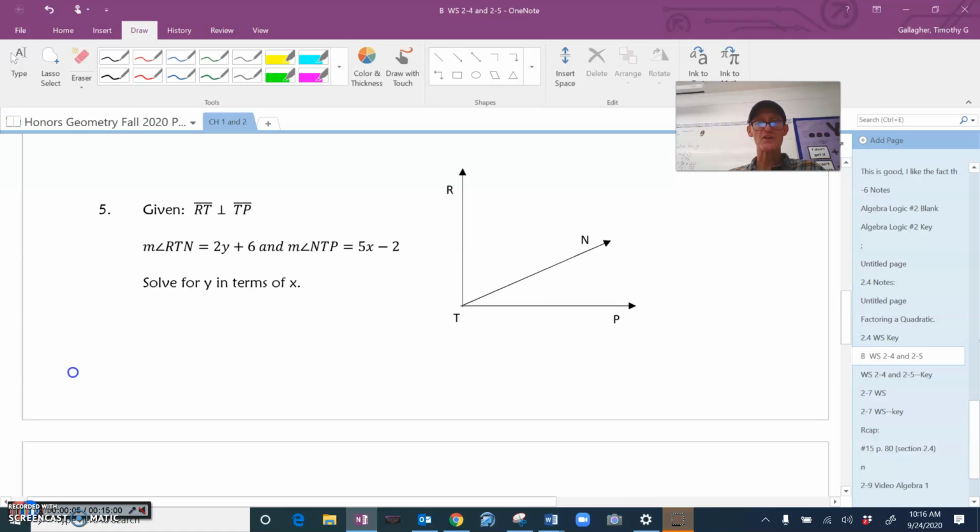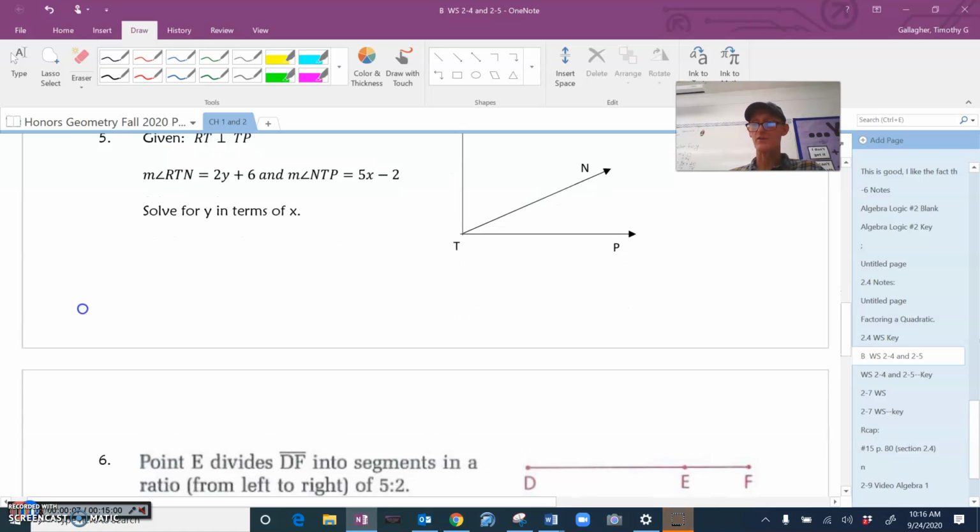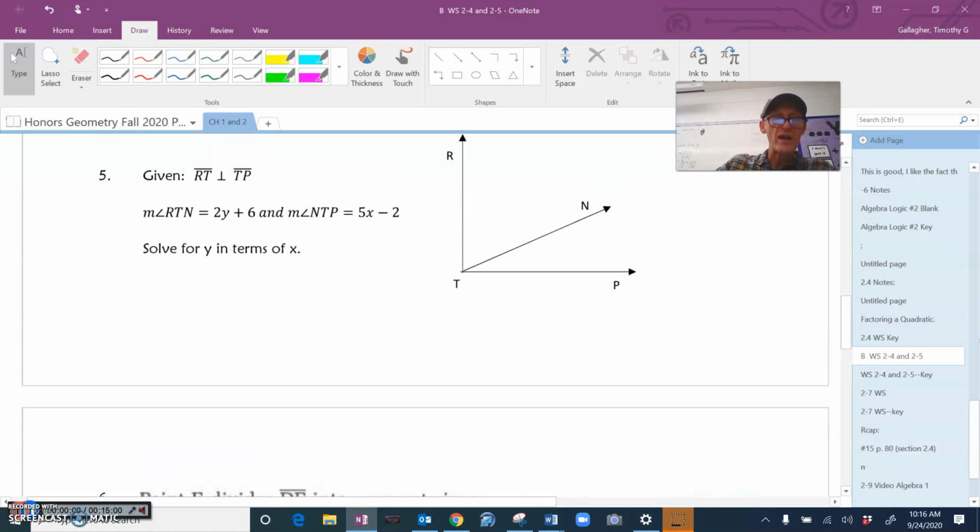This is an explanation of number 5 and number 7. When in problem number 5 you were given that the two segments were perpendicular, so RT and TP, that makes this a 90-degree angle right here. We show that with a square like that. 2y plus 6 is RTN.